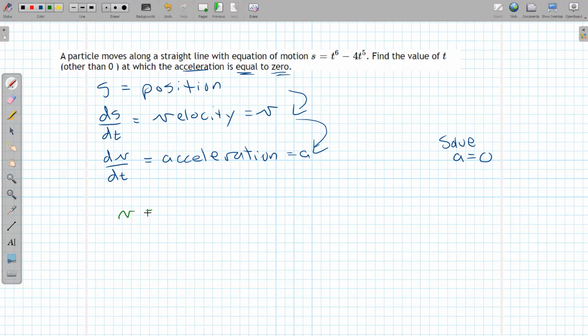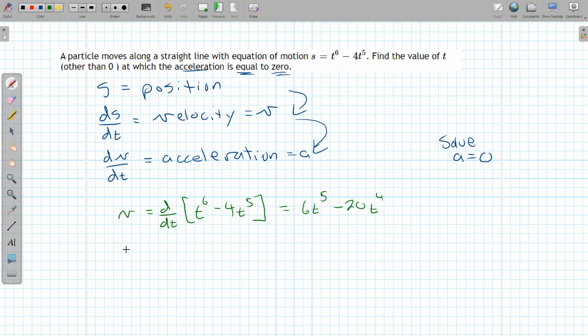So velocity is equal to the derivative of our position function, t to the 6th minus 4t to the 5th. Applying the power rule and difference rule here, I get 6t to the 5th minus 5 times 4 is 20t to the 4th. So that's my velocity function.